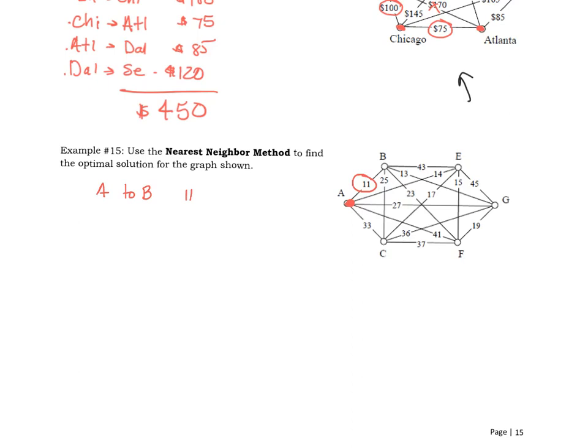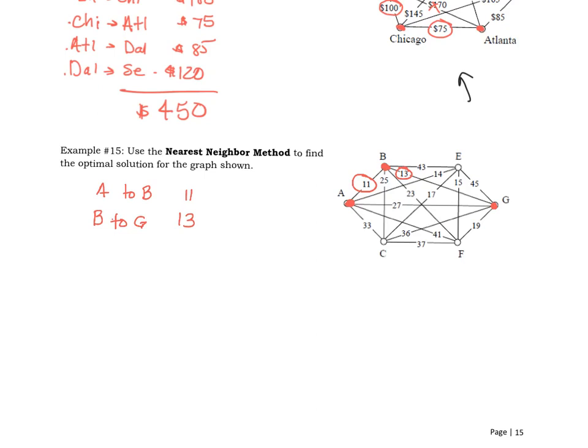Okay, now where would I need to go next? So I've got a choice of 43, 13, 25. It looks like 13 is our best choice. So I'm going to go from B to G, and that had a weight of 13. So I've been to B, off to G.